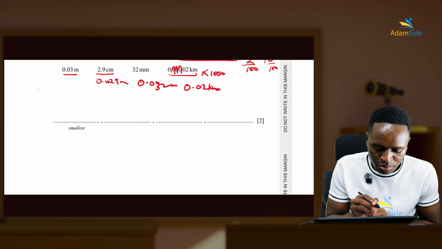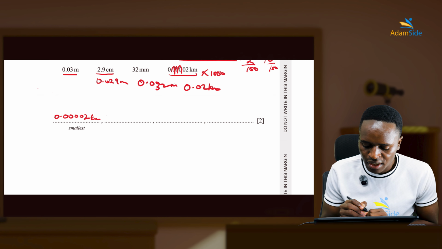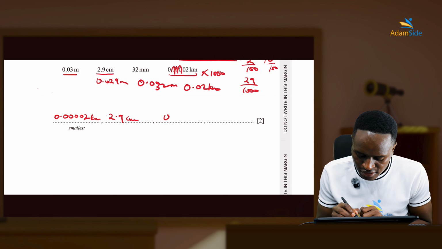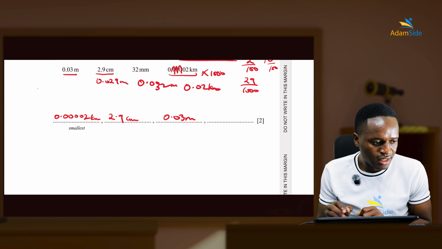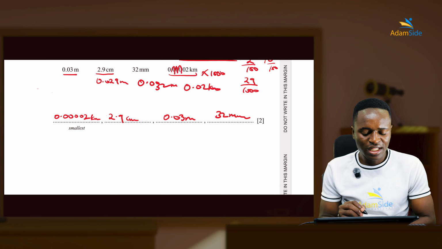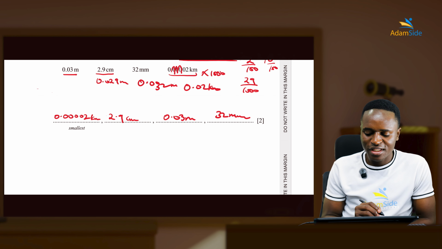Our answer will be 0.02 kilometer, then our next answer, 2.9 centimeter, the one that follows is 0.03 meters, and then the biggest one is 32 millimeter. So that is the lengths in order of size starting with the smallest.